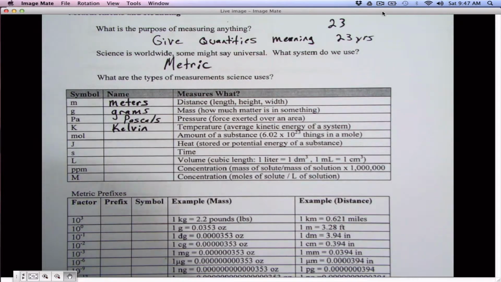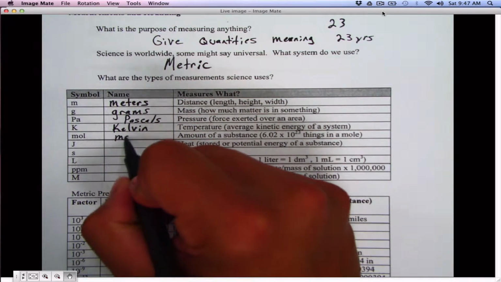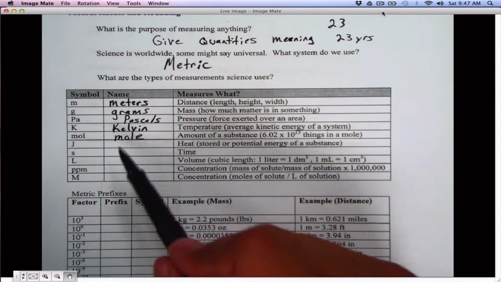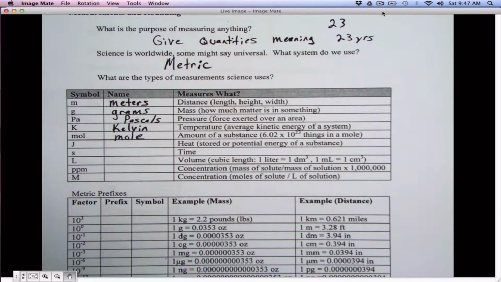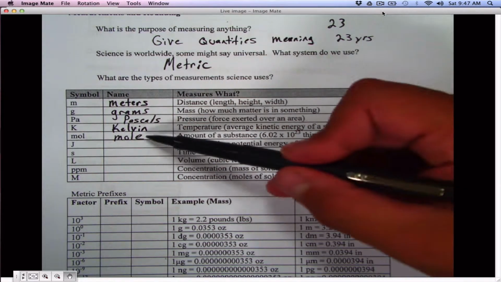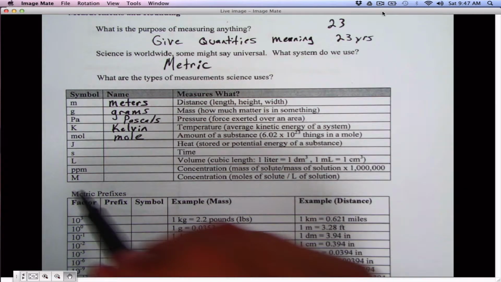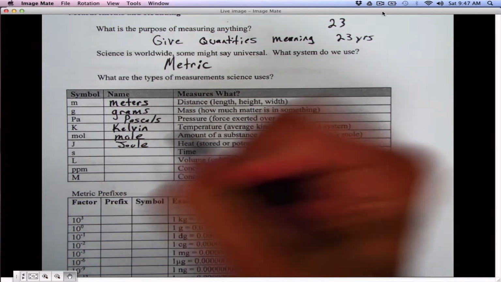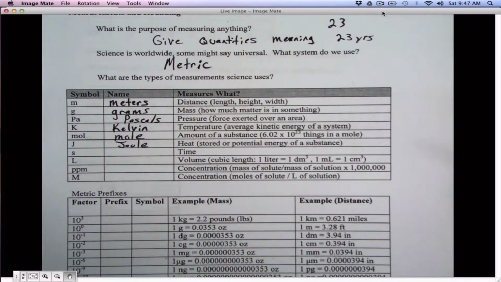MOL, this is a great abbreviation. I mean, it's moles. It's one letter, not a big deal, but yeah. So moles are the amount of a substance. Basically, moles are kind of like dozens and things like that. We'll use moles a lot in chemistry. J, capital J, is joules. Joules is all about energy. How much energy is stored in something, how much it could release. All right, that kind of stuff.